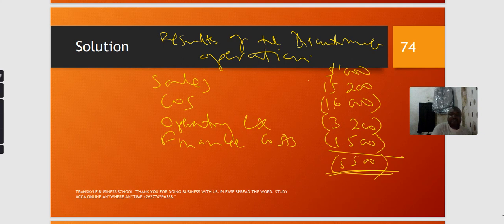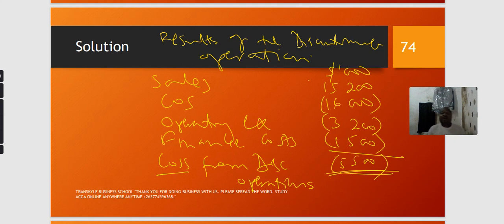So this is the loss from discontinued operations. This is why I said the word profit, don't be shocked when it becomes a loss. Sometimes you just have to write loss from discontinued operation, or profit from discontinued operations.